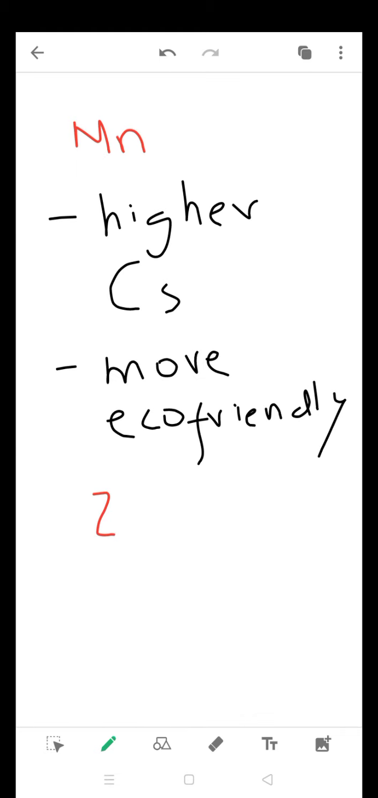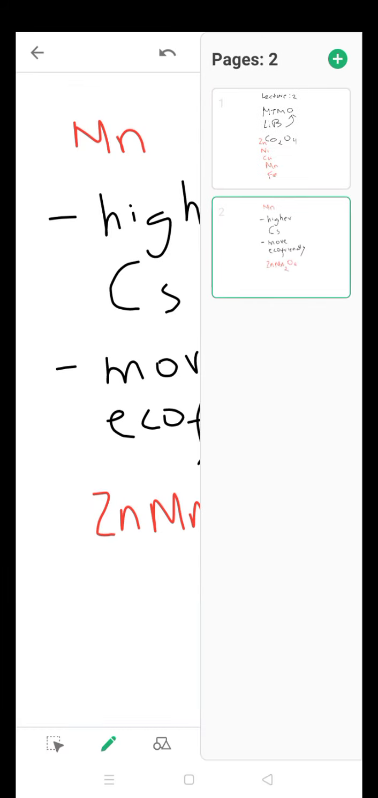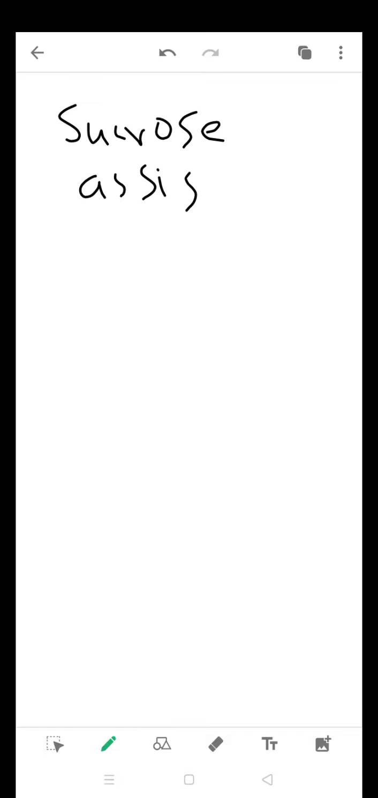We will be mainly focusing on this material, zinc manganese oxide, ZnMn2O4. Now, the synthesis process of this has been tried in many ways. For example, there has been something called the sucrose assisted combustion process.